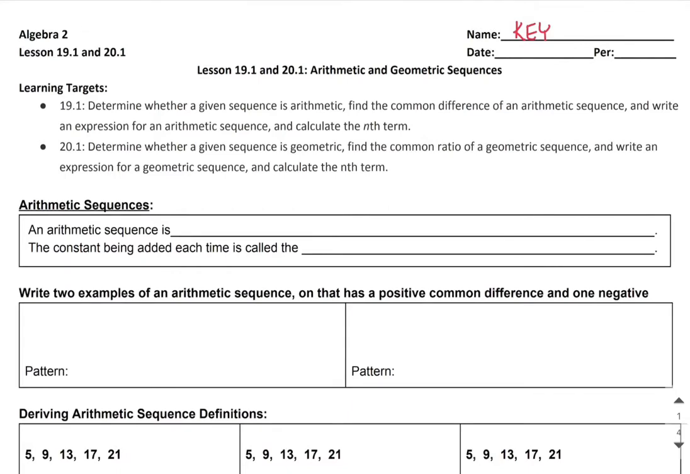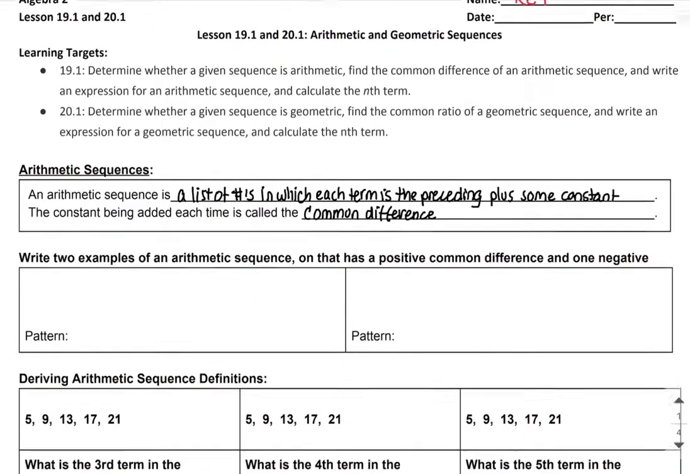So an arithmetic sequence is a list of numbers with a pattern of addition, in which each term is the preceding term, so the term before it, plus some constant. So we're adding some constant each time to go from term to term. The pattern is that adding of some constant. And the constant that's being added each time is called the common difference.